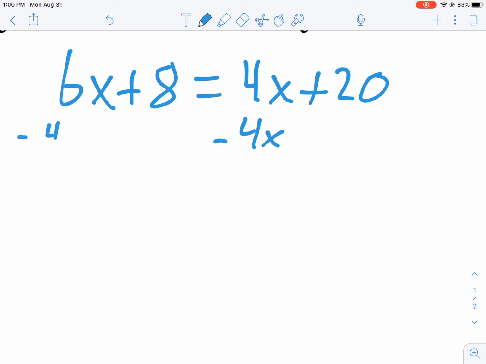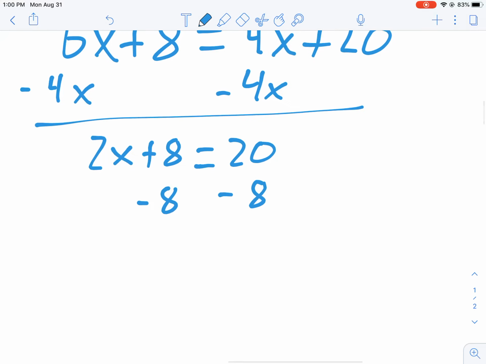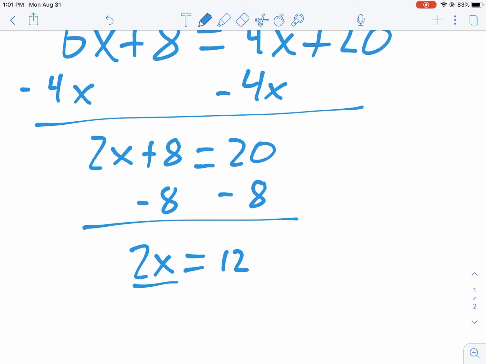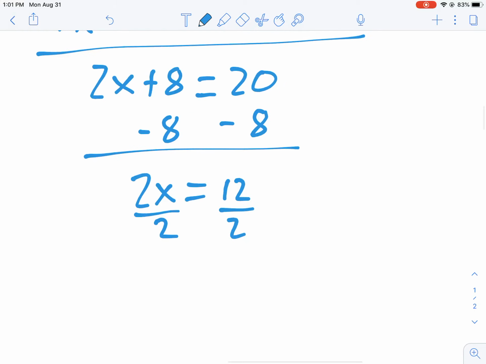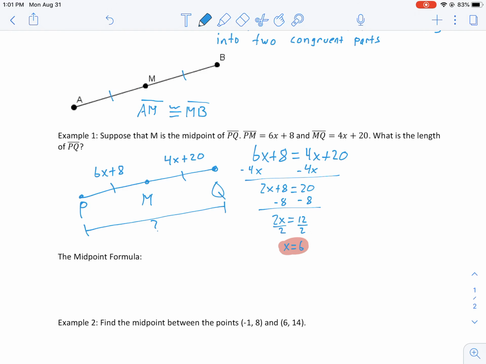So we subtract 4x on both sides. That gives us 2x plus 8 equals 20. Subtract 8. 2x equals 12, divided by 2. x equals 6. All right. So we got x equals 6. Now let's think about what was the question they asked, okay? They asked, what is the length of PQ?